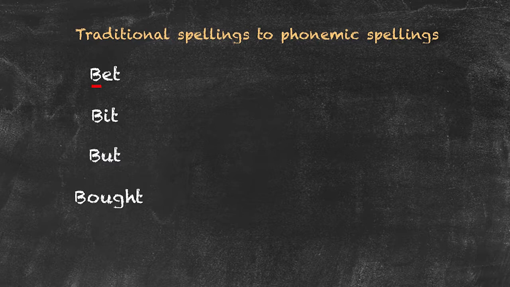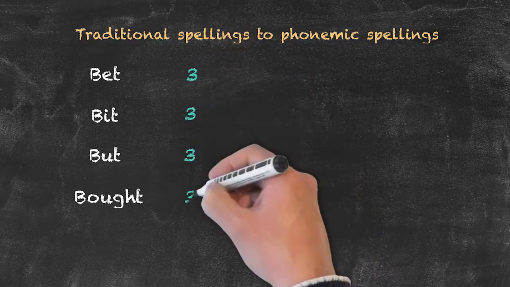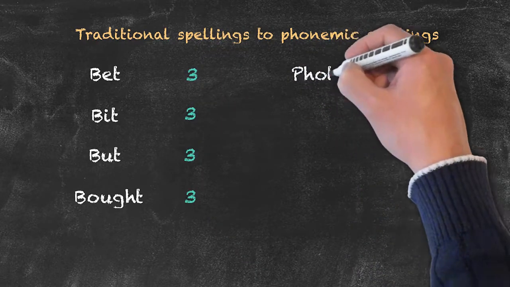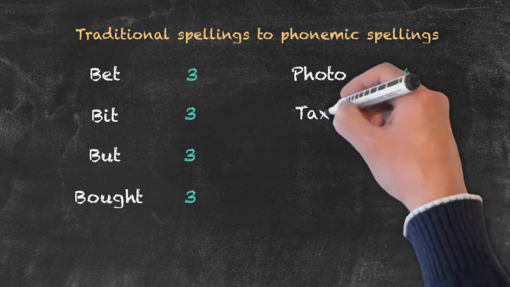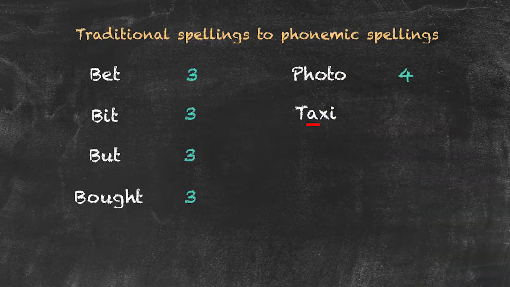We have b, e, t; b, i, t; b, u, t; and bought, b, aw, t. Each word simply uses three sounds. Now we have photo. F, O, T, O. That's four phonemes. Now we have taxi. T, A, K, S, E.